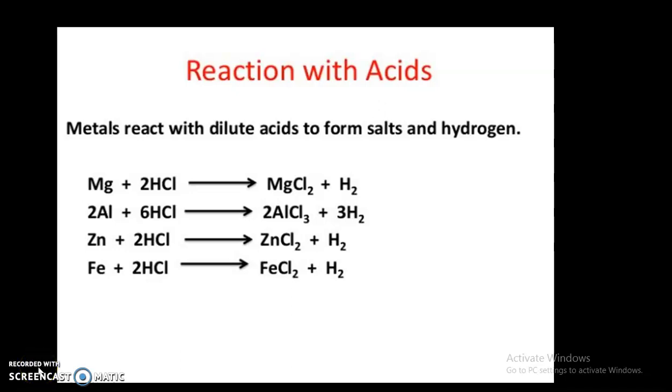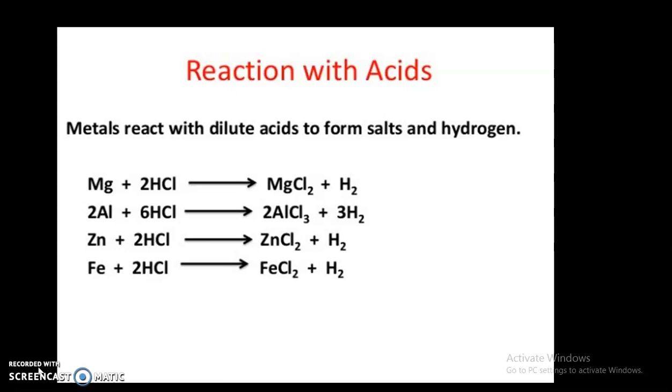So yesterday we discussed the reaction with water as well as with oxygen, for metals and non-metals. Today we are going to study reactions with acids and bases, and I'll tell you what experiments we would have done if we were in school. So, the reaction with acids: metals react with dilute acids to form salts and hydrogen.